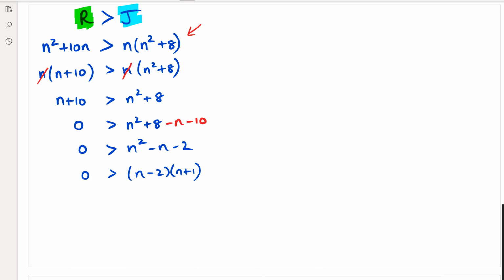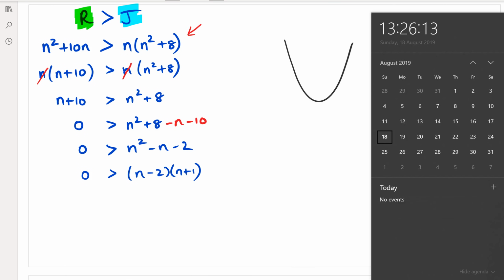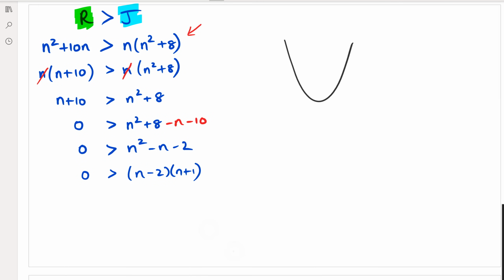All right? And I want you guys to imagine this. Now this particular quadratic is a positive quadratic. It's going to look like this, and it's going to have 2 roots. Its roots are going to be at positive 2 and minus 1. So that means I've got y equals 0 somewhere here, and my 2 roots, negative 1 and positive 2.